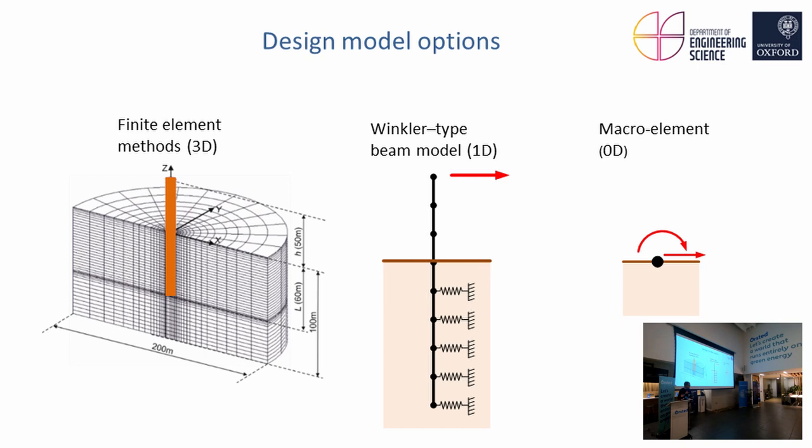We can go a bit further. We can have 0D models. So now we simply represent the head of the pile as a point, and we have some relationships that we can devise which relate the horizontal and moment loading with the rotation and the displacement. As we go along to the right, the models become increasingly simple, but increasingly difficult to calibrate.